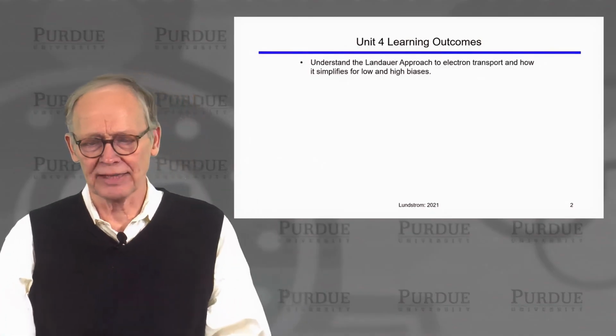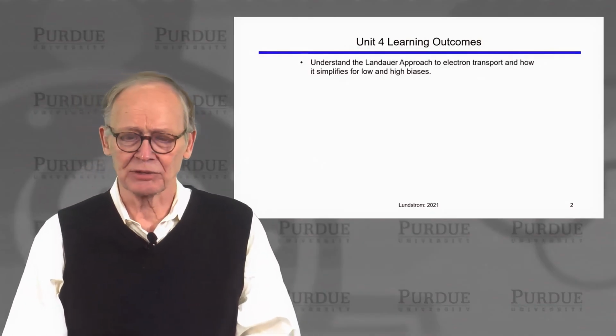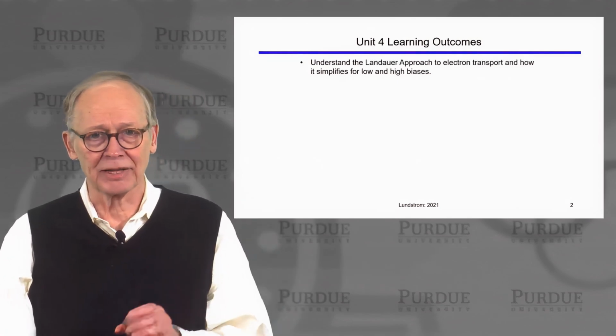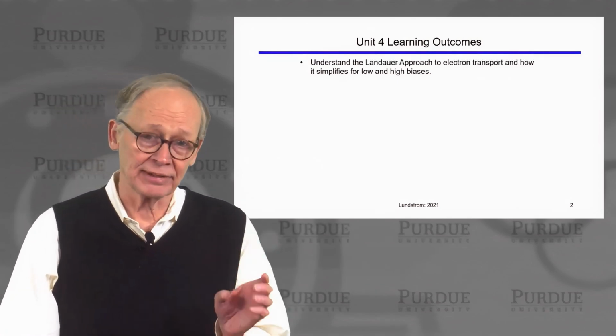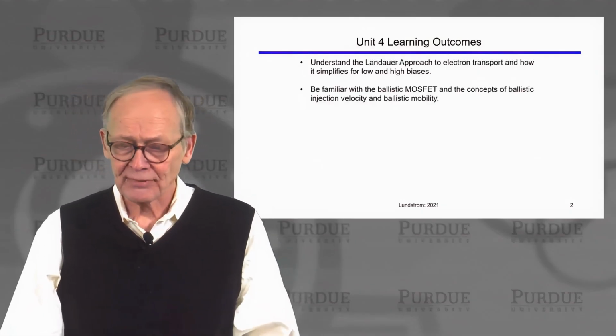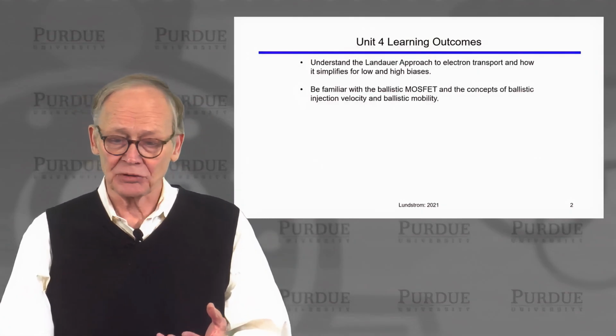These are the learning objectives that we set out with. The first was to understand this modern approach to electron transport, how it simplifies under low biases and high biases, so that we can apply it to the linear and saturation regions of MOSFETs. We talked about ballistic MOSFETs.